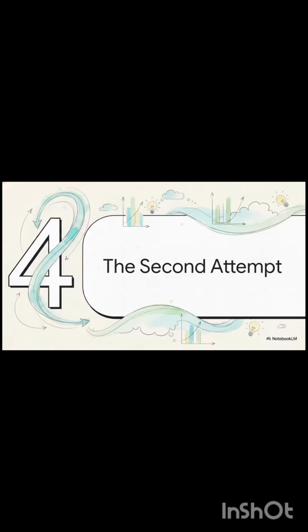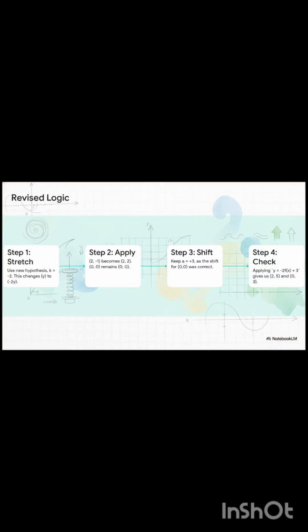All right, armed with our new hypothesis, let's make our second attempt. This time, we're going to account for that vertical stretch we suspect is there. So we're going to follow the exact same process, but with our new k value. This time, we multiply the original y values by -2. That gives us new points of (2, 2) and of course, (0, 0). We still need that same vertical shift up, so a is still +3. We add 3 to our new y values, and we get our final coordinates, (2, 5) and (0, 3).